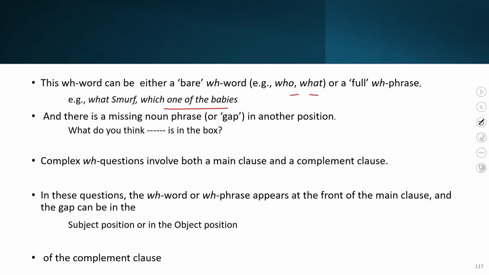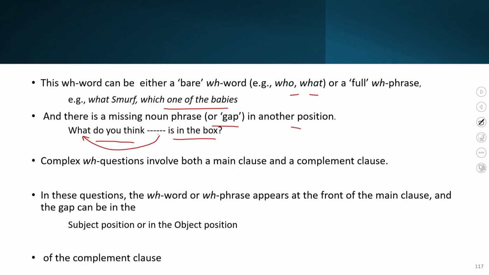As far as generative theory is concerned, when it moves, there is a noun phrase gap that is there in another position. So, what do you think is in the box means that there is a gap here. Let us say something x is in the box. That x has moved here in the form of a WH word and hence there is a gap here. So, when there is a fronting of a WH word, there is also a gap in the sentence in another position.